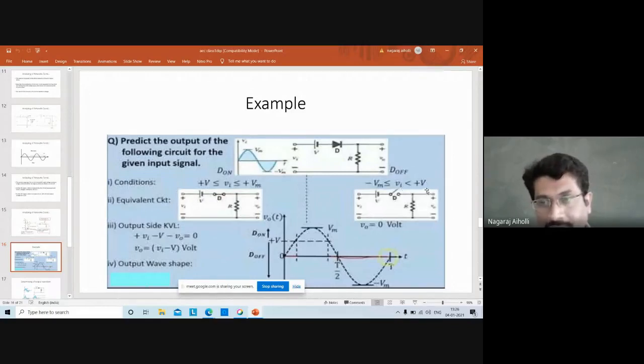So if VI is less than V, it is just like an open circuited switch, where the current will not be flowing, or the current to the load is zero. Therefore, the output voltage will also be zero. For the range when VI is greater than V and less than VM, the diode will be conducting and we will get the output voltage. You should remember this: when VI is greater than V, the diode is conducting. When VI is less than V, the diode is in the off state.